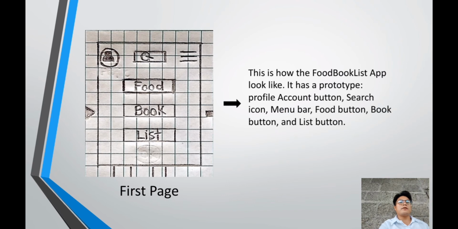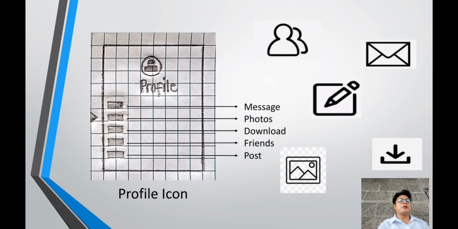Next is the first page. So this is how the FoodBookList application looks like. It is a prototype of profile account button, search icon, menu bar, food button, book button, and list button. Next, if you click the profile icon, you will see buttons for message, photos, download, friends, and post.